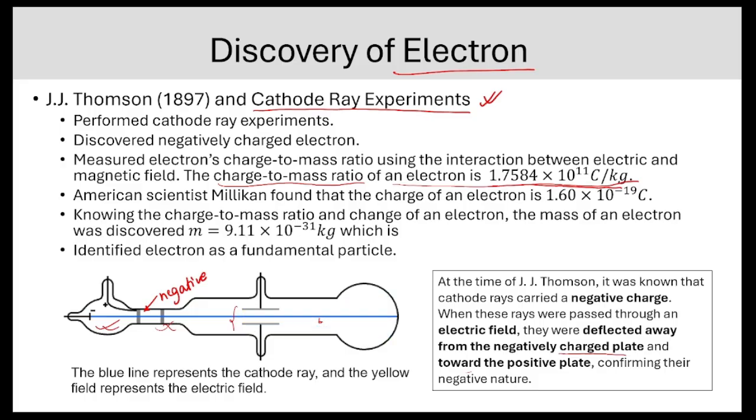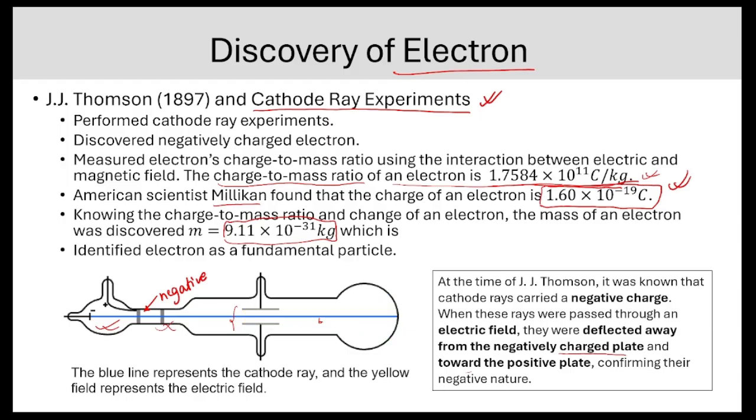After that, the American scientist Millikan, using his oil droplet test, found that the charge of an electron is 1.6 × 10^-19 coulomb. And once we know the charge to mass ratio of an electron and the charge of an electron, we can find the mass of an electron, which is 9.11 × 10^-31 kilogram.